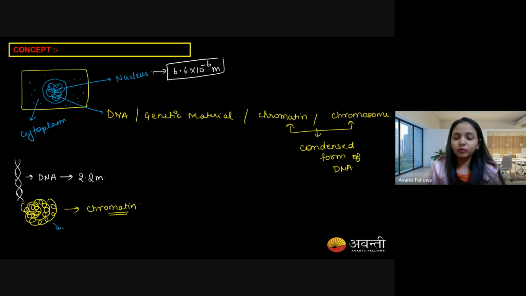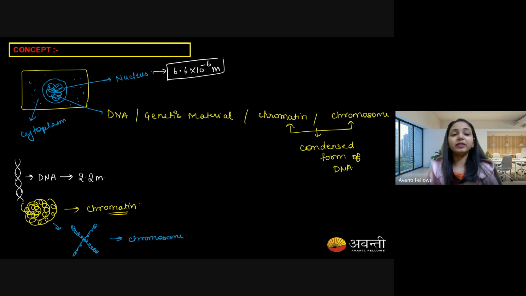But if I convert it into an X-shaped structure, which is known as chromosome, then in this form I can divide it into two equal parts easily. By splitting the two arms, by splitting it from here, I can divide it into two equal parts. Are you getting my point?